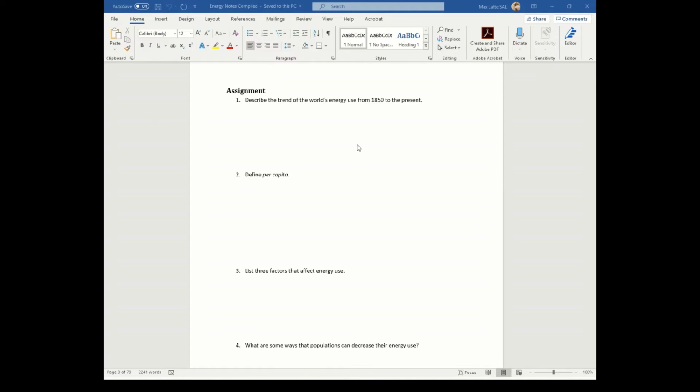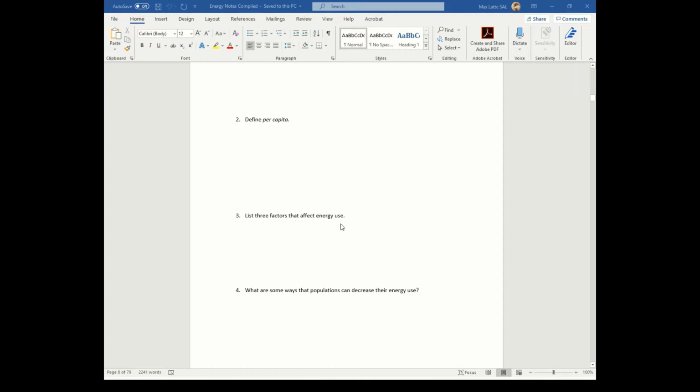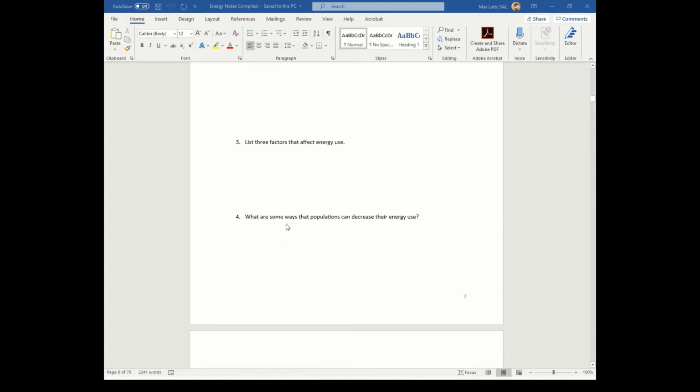Okay, let's start off by going through the assignment. Describe the trend of the world's energy use from 1850 to present, and that would be exponential. That's it. Define per capita, so that's per person. List 3 factors that affect energy use. So your population, your climate, and the type of things that you manufacture, right? So like oil is going to require a lot more energy than tourism.